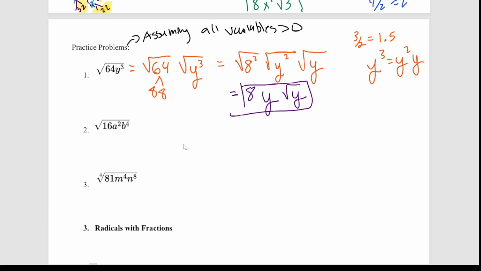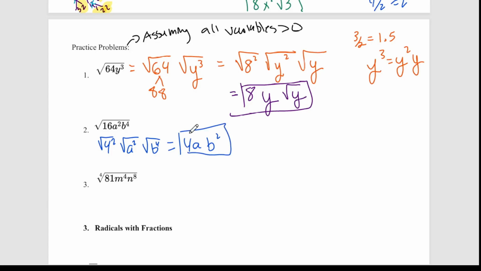Let's go ahead and try this next one. For this one, I know 16 breaks down to 4 times 4, so I'm rewriting this as the square root of 4 squared times the square root of a squared times the square root of b to the 4th. The square root of 4 squared will give me 4. The square root of a squared will give me a. The square root of b to the 4th gives me b squared, since b squared times b squared gives me b to the 4th, as my final beautiful answer.